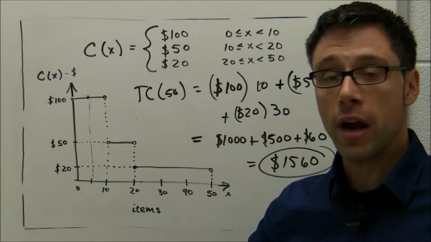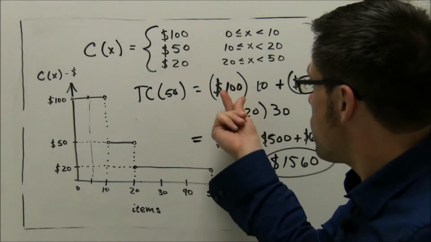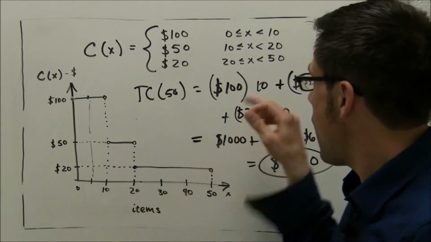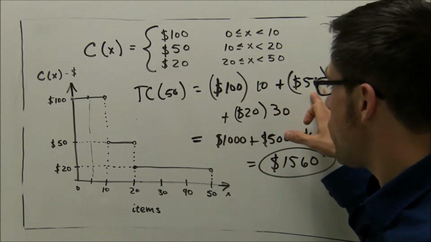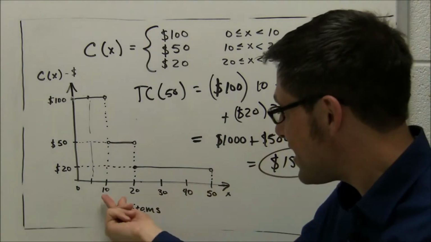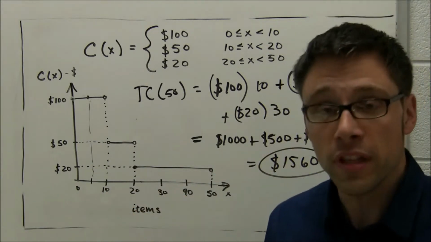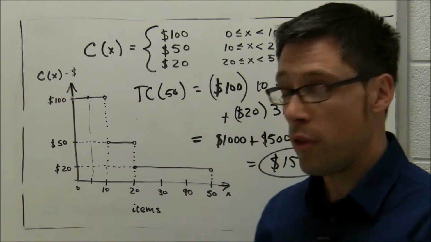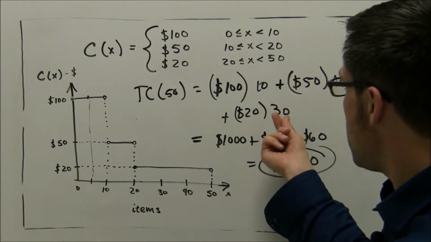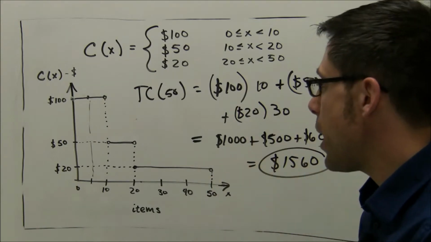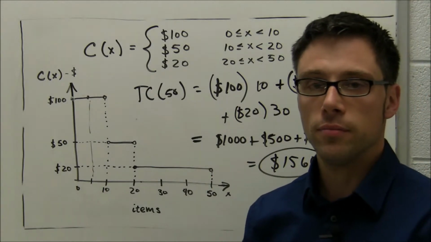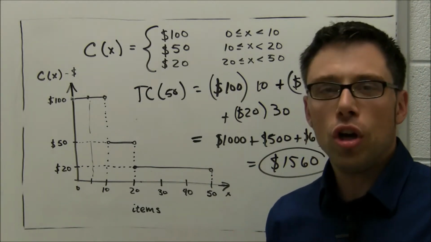I'm just adding, right? If it's $100 per item for the first 10, I just take those 10 items and multiply it by 100. If it's $50 for the next 10, I just take those next 10 items and multiply it by 50, because it's $50 per item for those next 10 items. And for the next 30 items, it's going to be $20 per item. Add all of that up, that's the total cost. Okay? But take a look a little closer.